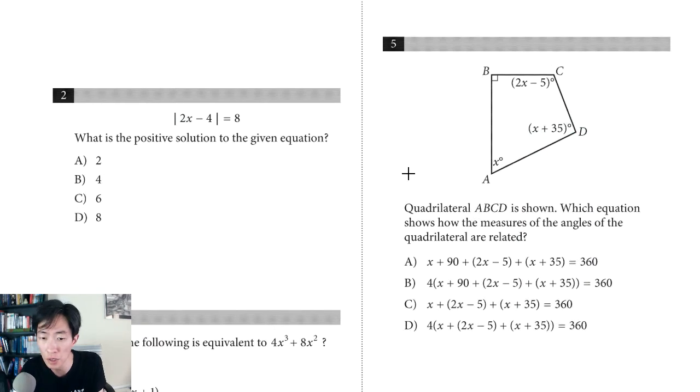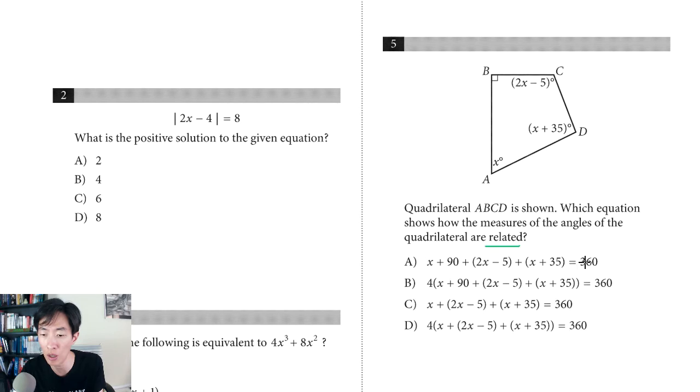Question 5, we have a diagram. Quadrilateral ABCD is shown. Which equation shows how the measures of the angles of the quadrilateral are related? Notice all the answer choices, we're adding a lot of things up. So choice A, you're adding x plus the right angle plus the two other angles equals 360. So obviously in this question, you need to know what the sum of all these angles actually is.